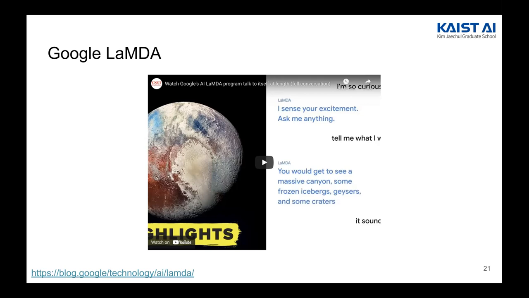in the product domain. One of them is Google's LaMDA. It's a chatbot that can do a lot of different things. In this video, you will see that the chatbot thinks it is Mars or some planet. The person is chatting with the chatbot as if it is Mars and asks how much it weighs, and the chatbot answers how much Mars weighs.